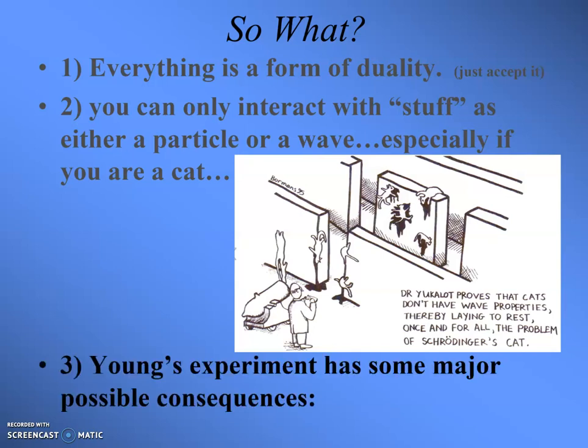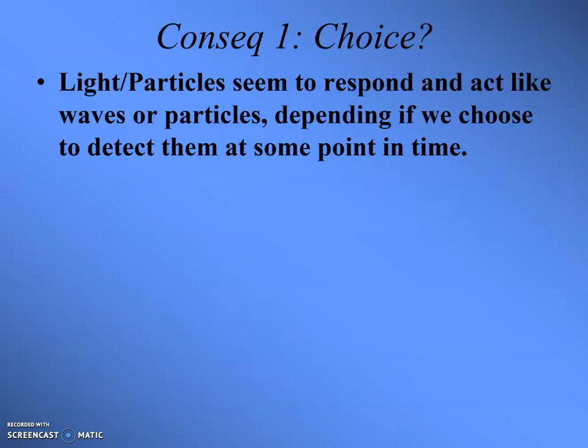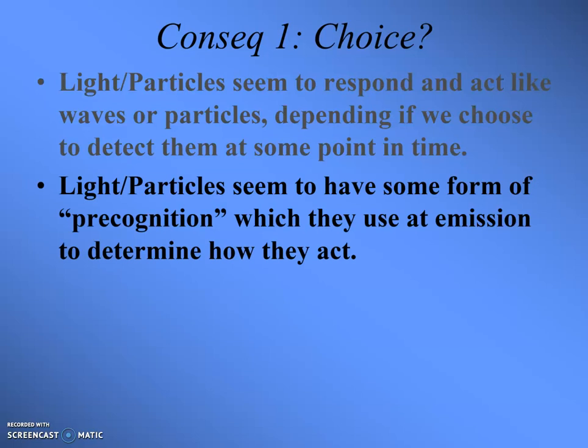Now, the other part that kicks in is that the Young experiment has some major possible consequences. It's not just a cool light experiment that I showed you guys in grade 11 where light cancels off light. There's some other stuff when you connect the duality to it. Consequence number one: light and particles seem to act like waves or particles depending on whether we choose to detect them at some point in time. And what's cool is they seem to have some kind of precognition, which they use at emission to determine how they act. For example, when those electrons go through the openings, there's no detector.